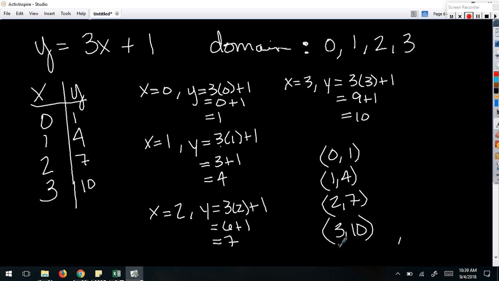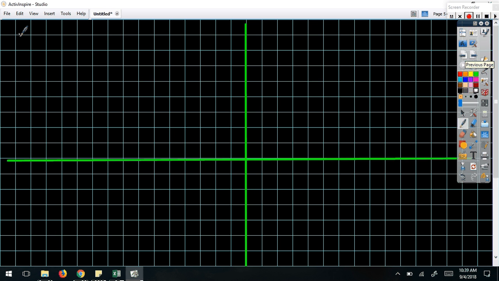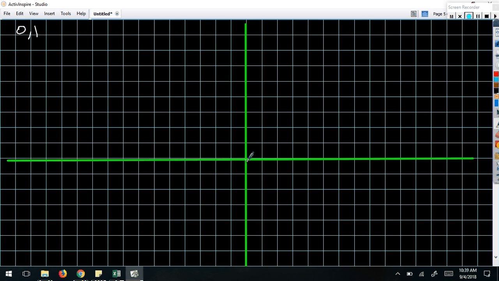Okay. So now we're just going to graph each one of these. 0, 1. Over 0, up 1. 1, 4. 1, 2, 3, 4. 2, 7. Oh, I'm out of room too. I'm going to erase it. So go up to 10. Yeah, go up to 10 on your next.